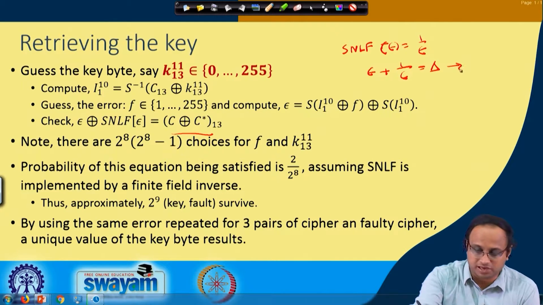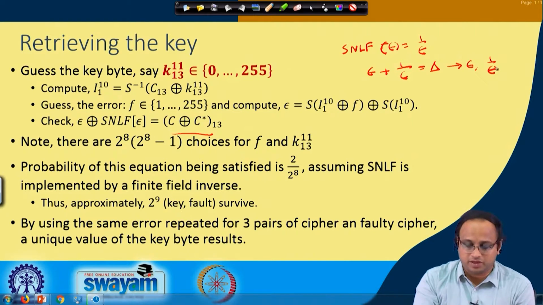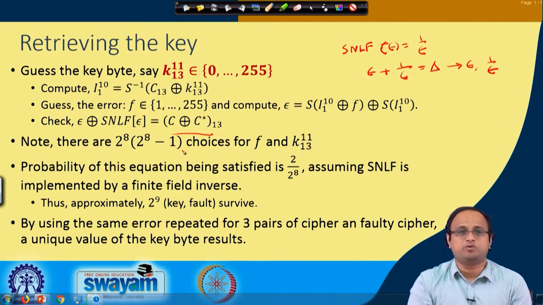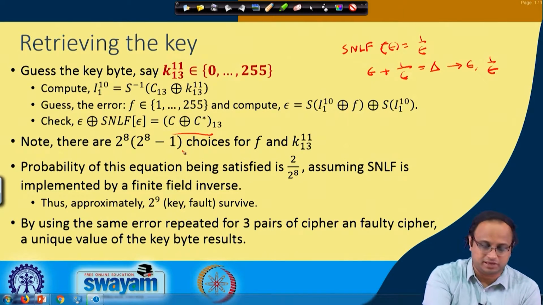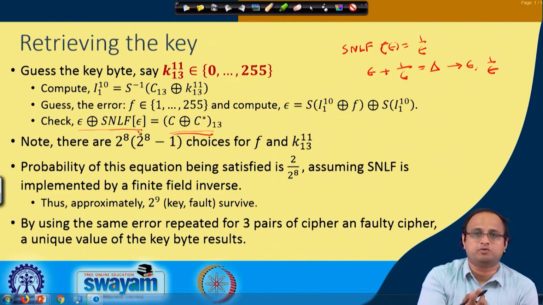So here, if epsilon is a root, then 1 by epsilon is also a root of this equation. Therefore there are 2 solutions, and the probability of this equation getting satisfied is 1 by 2 to the power of 8, because this value is already known from the output, and the probability that a random choice will satisfy this equation is 1 by 2 to the power of 8, because there are 2 to the power of 8 bytes, and out of them I am considering 1 byte.